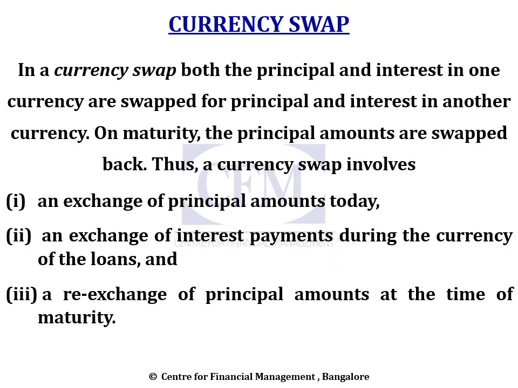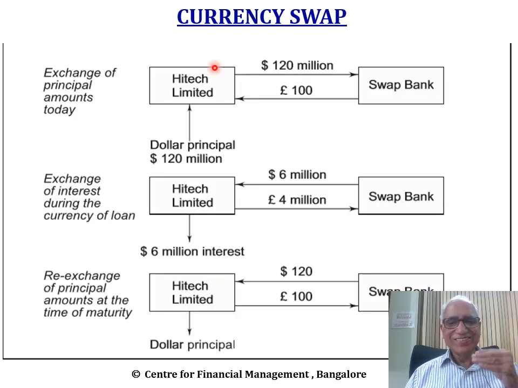In a currency swap, both the principal and interest in one currency are swapped for principal and interest in another currency. On maturity, the principal amounts are swapped back. Thus, a currency swap involves: 1. An exchange of principal amounts today, 2. An exchange of interest payments during the currency of the loans, 3. A re-exchange of principal amounts at the time of maturity. Let us look at an example to understand how a currency swap works.